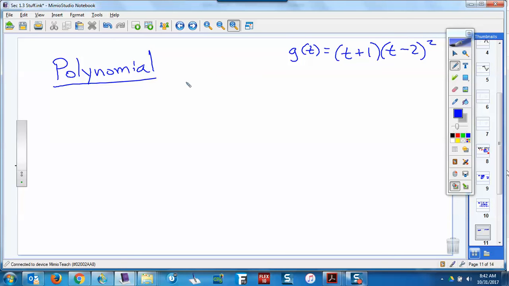So a polynomial function is any kind of function that has, here'd be a cubic, for example, any kind of function that just has whole number exponents. So x to the first, x to the second, x to the third, x to the fourth, no fractional powers, none of that. Okay, those are polynomials.